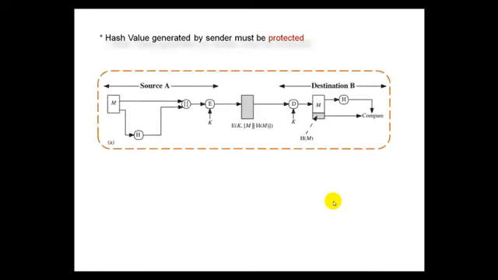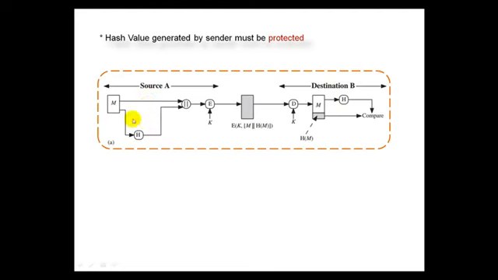We have 4 techniques here. Let us discuss them one by one. This is a type 1 technique where we have a source here and we have a destination here. Here the message will be appended with the hash value generated using the message.